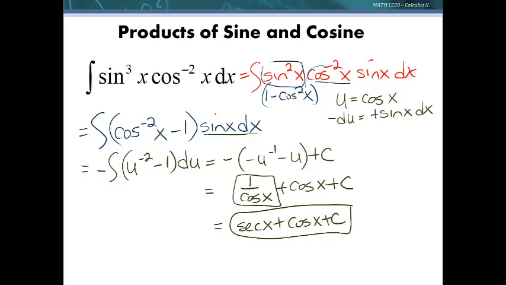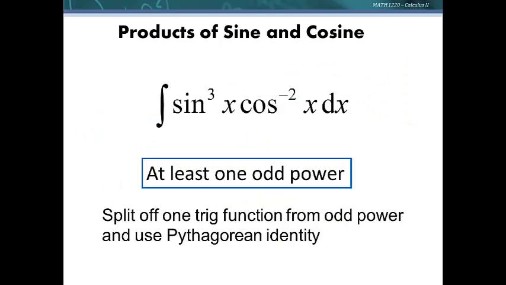So what did we do when we had the products of two trig functions and at least one of them was raised to an odd power? Then we split off a trig function, used the Pythagorean identity, and used that method.